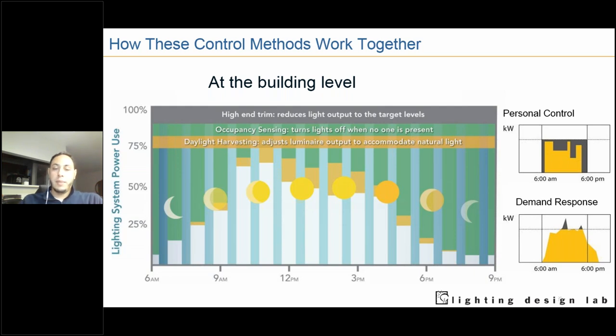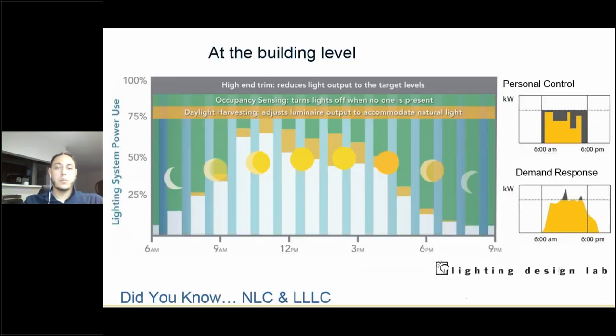To provide even more capabilities, you can give the people in the building personal control of the lights above their heads or in their sphere of influence. And you can have additional strategies such as demand response, which we'll talk about in more detail in a bit. When the utility sees that the buildings in its territory are all using a lot of energy, it can send signals to the buildings asking them to please reduce the level of energy they're consuming. We're going to talk about how PoE can improve those operations in a little bit.